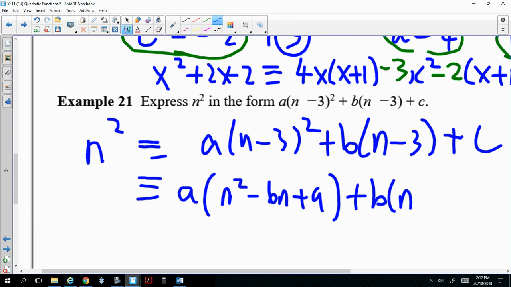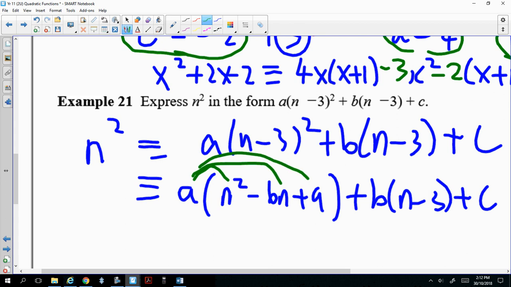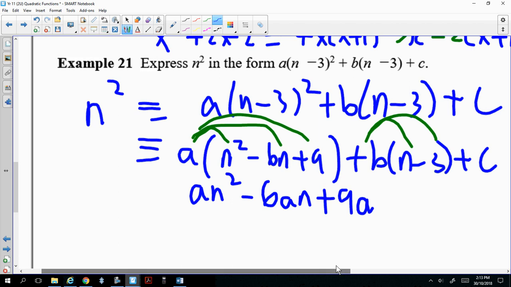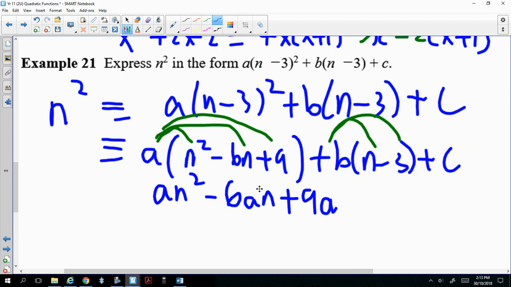So now you're going to go 1, 2, 3, 1, 2, like that, and go an squared minus 6an plus 9a. Be careful with your a, make sure it doesn't look like a 9. Otherwise it gets confusing. And b does bn minus 3b plus c. Okay, we got this.